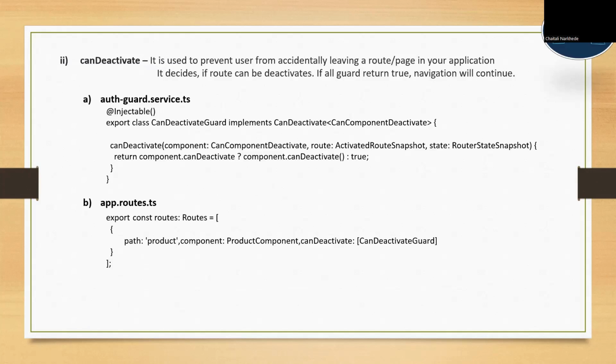Next one is canDeactivate. canDeactivate is used to prevent the user from accidentally leaving a route or page in your application. It decides if a route can be deactivated. If all guards return true, then navigation will continue. To achieve this, we have to create the OutGuard.service.ts file in which you have to implement the CanDeactivate interface, and the canDeactivate method is available. You have to provide implementation in this method, and in the app.module.ts file you have to add it to your path as canDeactivate, and in brackets you have to provide your service name.